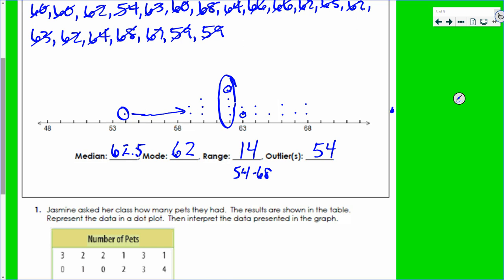However, what if I had two kids that had failed, and they were both 72 inches tall? Would I now have an outlier? No. So every data set is unique. You need to look at the data set and say, do I have any individual point that is significantly away, either low or high, from the rest of the data set? That's an outlier. Everybody good on that?